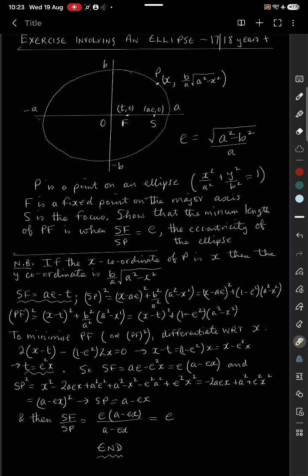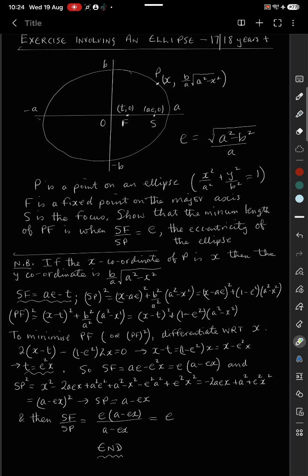So first of all, you note quite easily that SF equals ae minus t, and SP squared equals (x minus ae) all squared plus b squared over a squared times (a squared minus x squared), which is (x minus ae) squared, and I've replaced b squared over a squared by 1 minus e squared, so that last expression is (x minus ae) all squared plus (1 minus e squared) in one bracket, (a squared minus x squared) in another bracket.